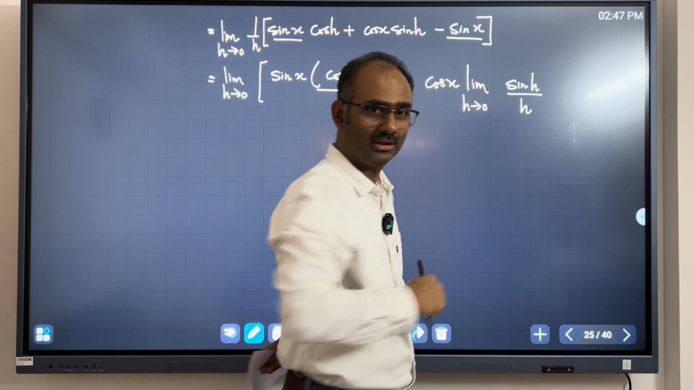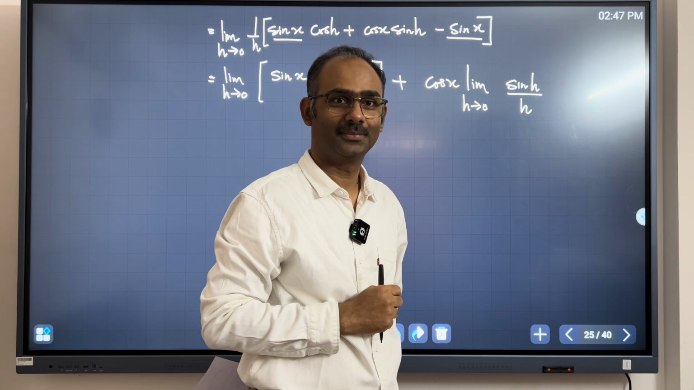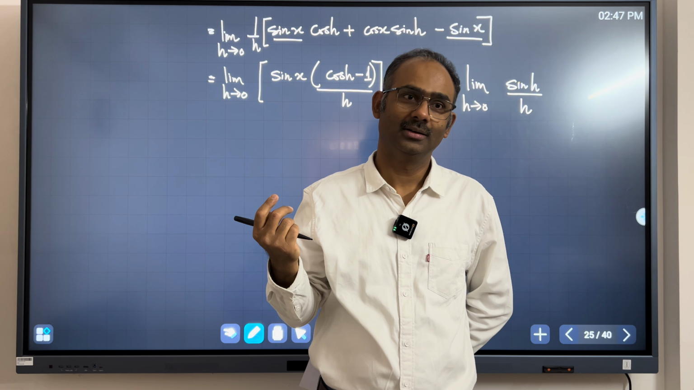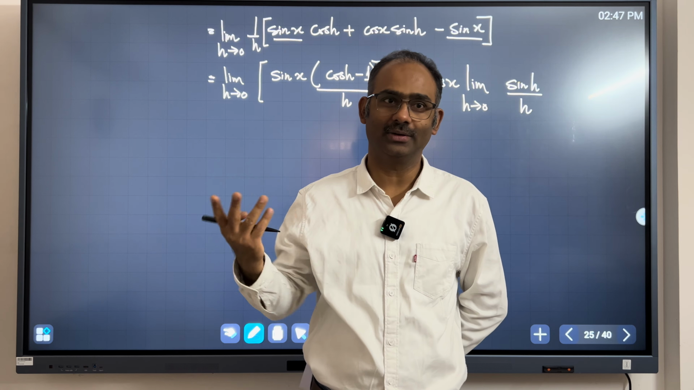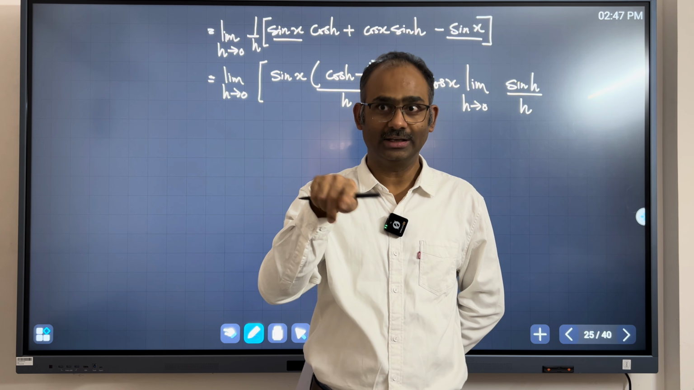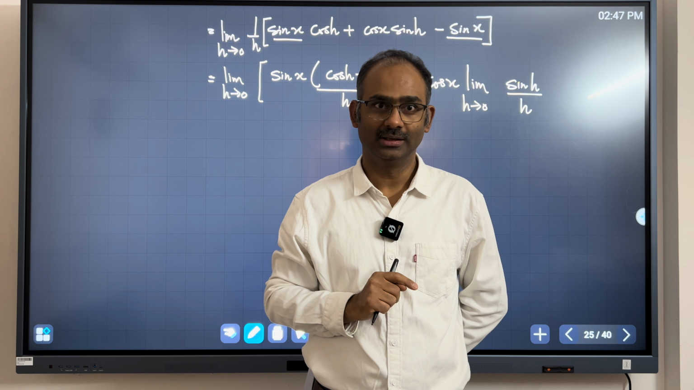Then what's the ratio? The limit of the ratio? How do you know? 0 over 0 can be anything, right? It's not just because it's 0 over 0 that it's 1. It can be anything. So you need to know how sine of h behaves near h equal to 0.